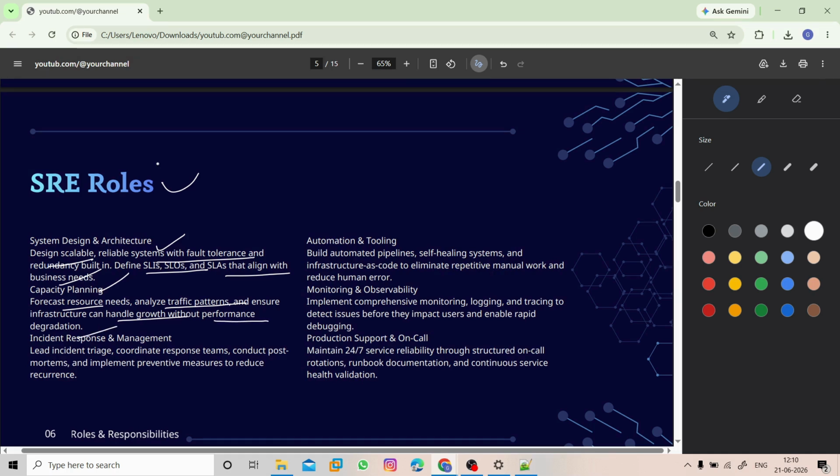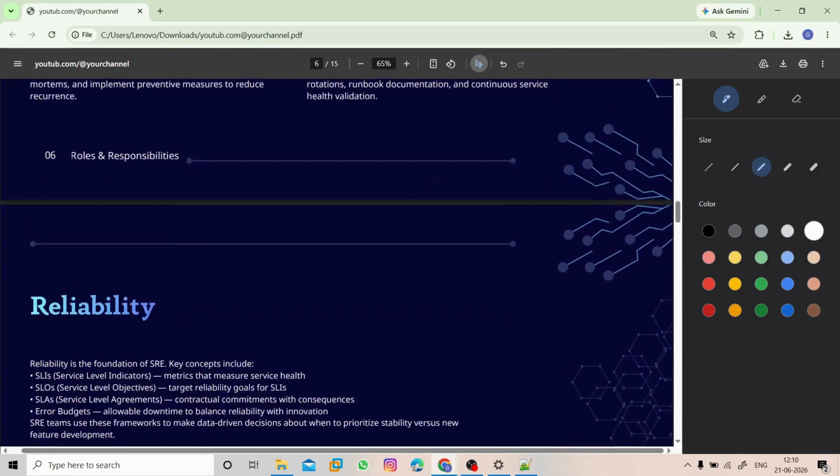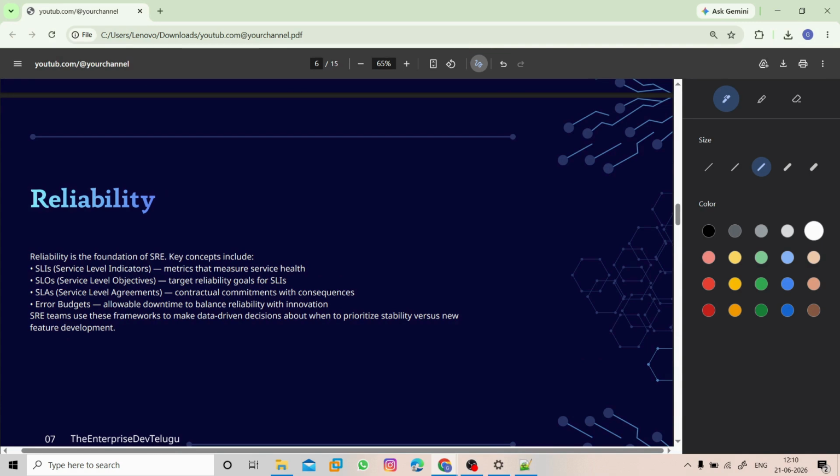Incident response management, automation and tooling, and monitoring and observability, production support, on-call support. So these are the SRE roles and responsibilities you should know. So next one, reliability. Main thing you need to know.